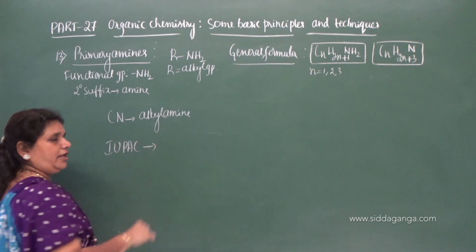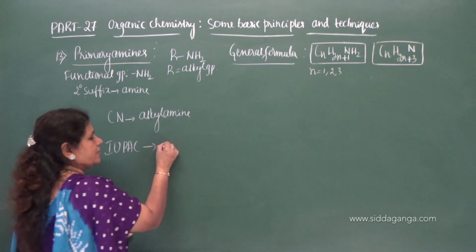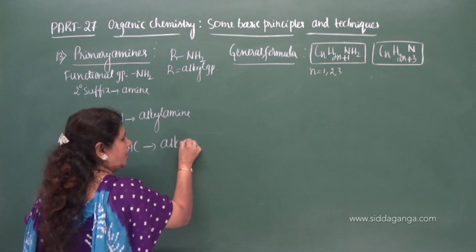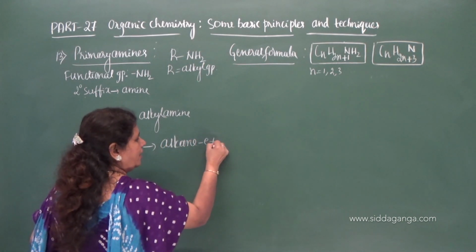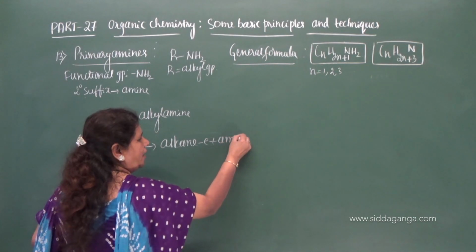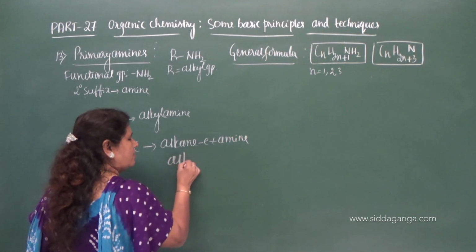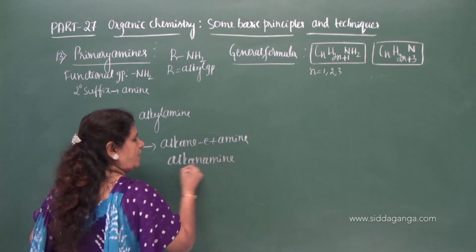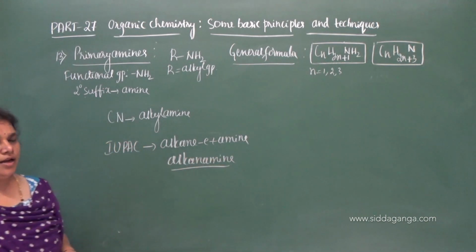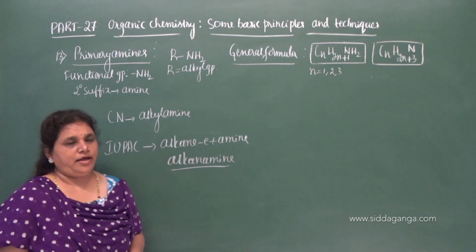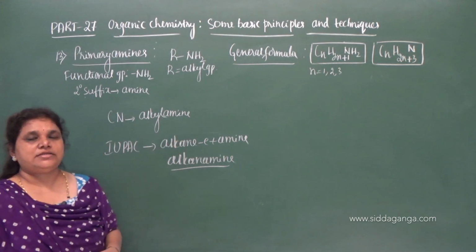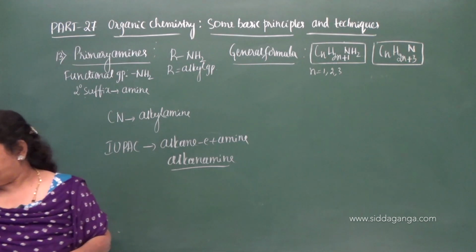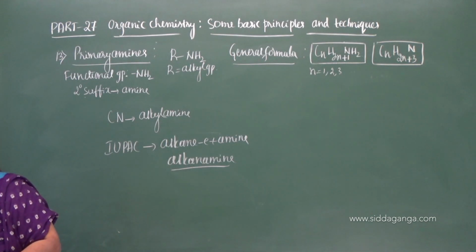IUPAC name. In the IUPAC name, you have to consider the name of the alkane, remove the terminal E and add the word amine. Then it becomes alkanamine. Alkanamine is the IUPAC name and alkyl amine is the common name. Now let us move on to the examples.